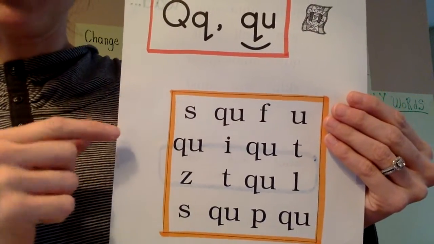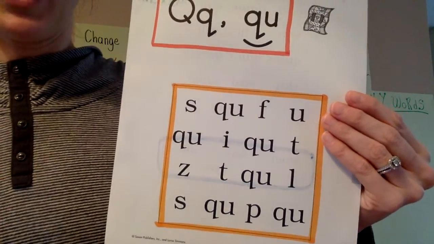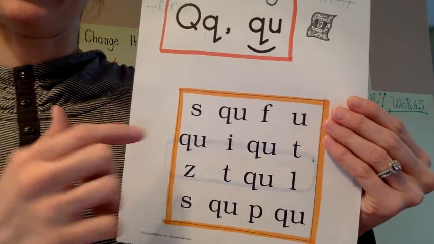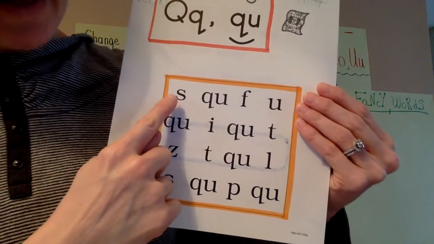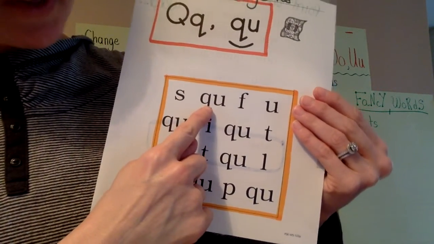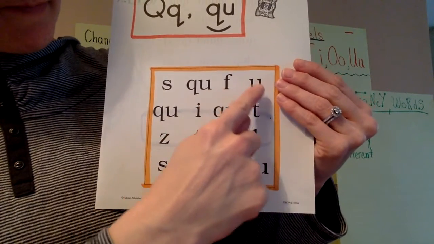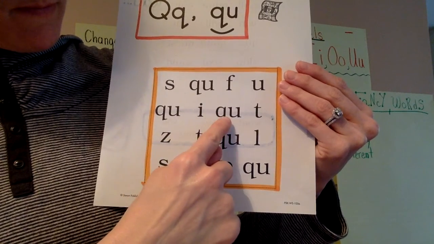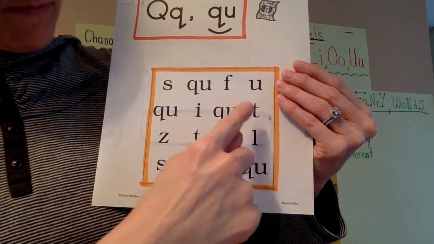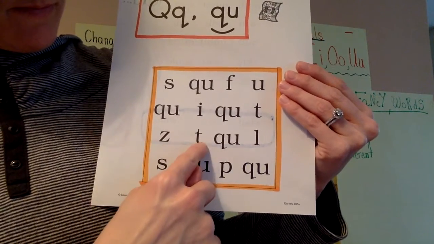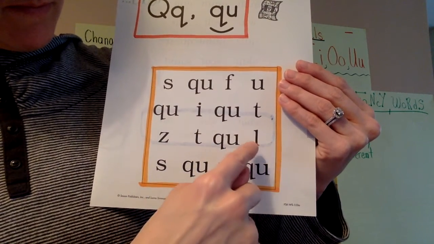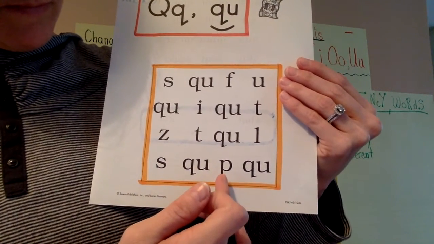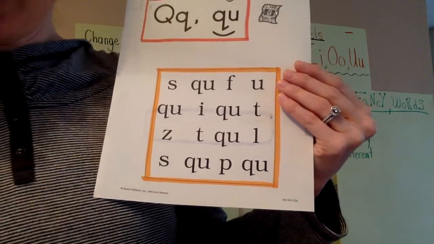And let's go through. I'm going to point to the letter. I want you to first say the letter. We'll go through and just say all the letters first. Then we'll go back through and say the sounds. Okay, so ready? Say the letter. Good. So let's check now.